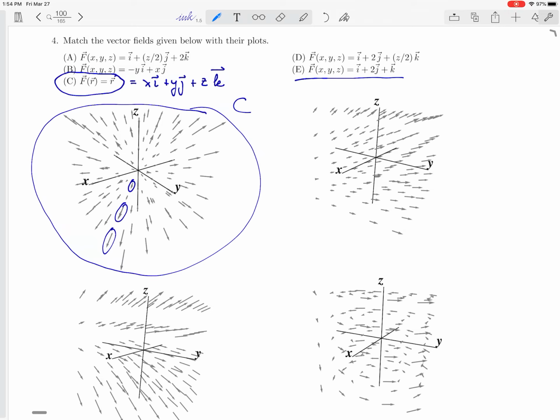Another one that I want to look at is E, i plus 2j plus k. And what's special about that? Well, that is a constant vector field. No matter where you are, the function value is always i plus 2j plus k. It's always the same vector no matter where you are.